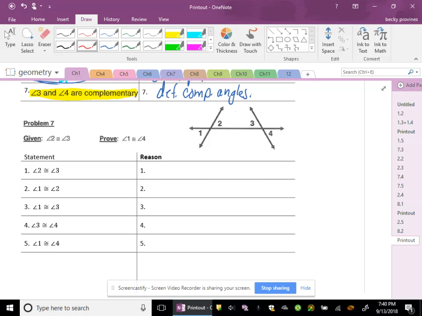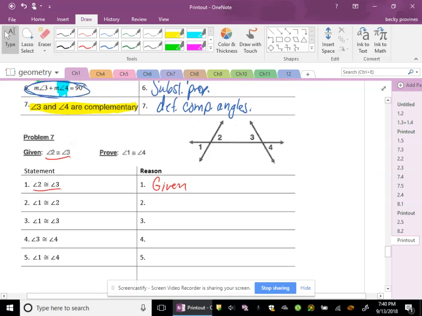All right, step number 1, given. Step number 2, angle 1 is congruent to angle 2. Well, there's nothing in the previous step to help me. Let's look at the picture. Angle 1 and angle 2. Oh, those are a certain type of angle. Those are vertical. Let's write vertical angle theorem.